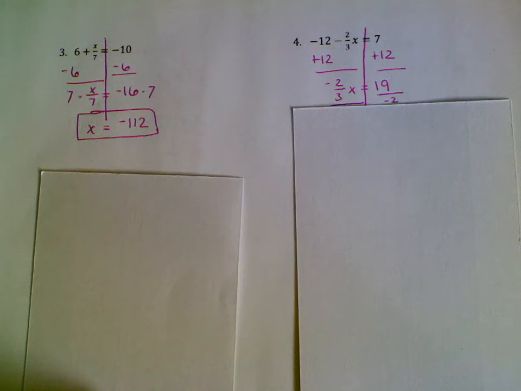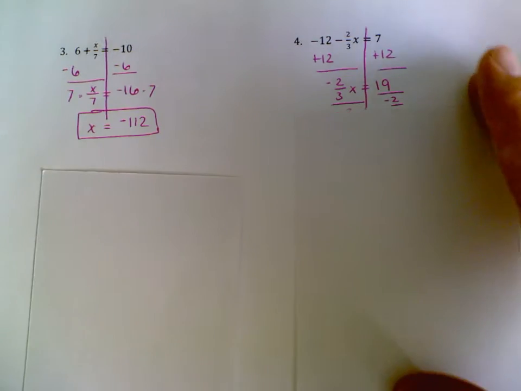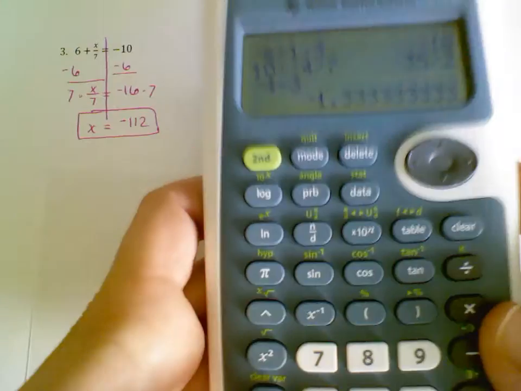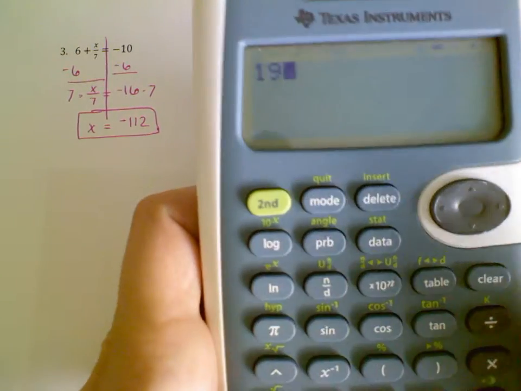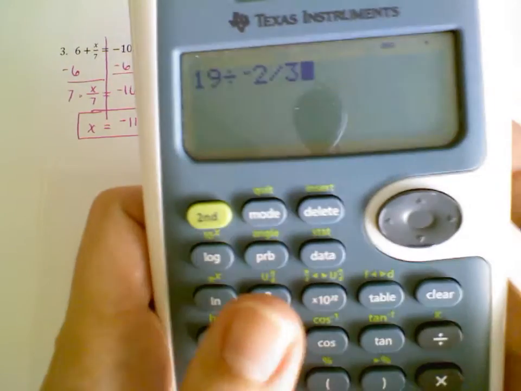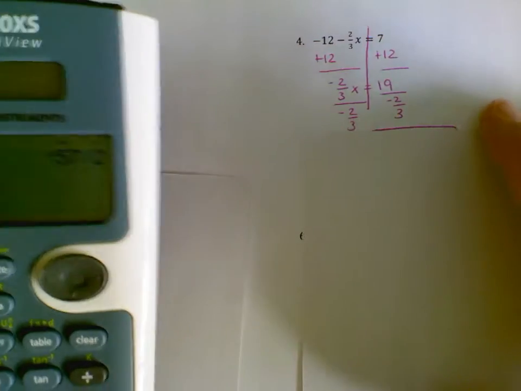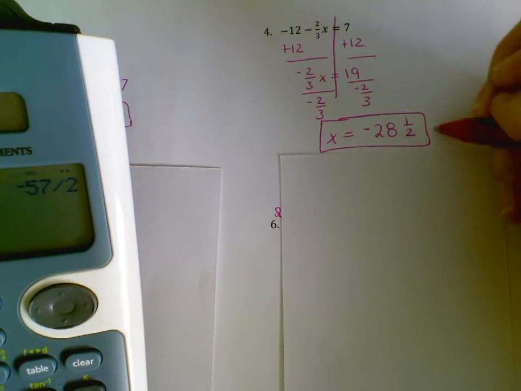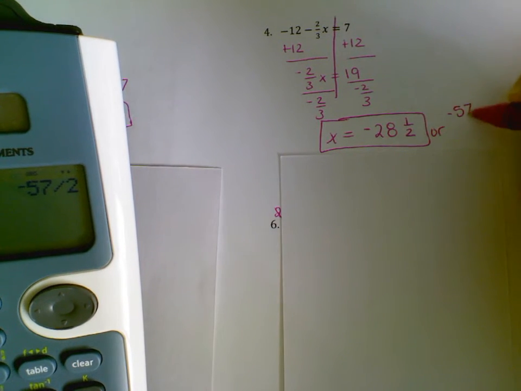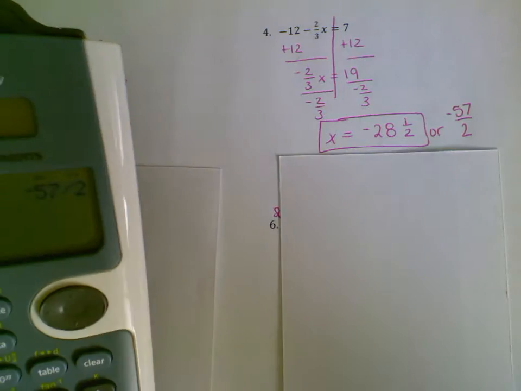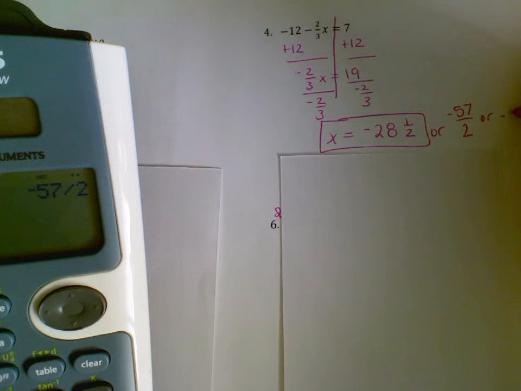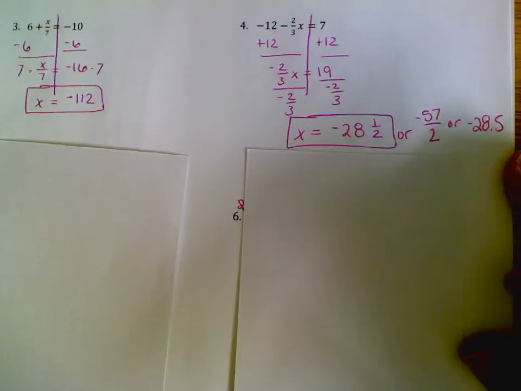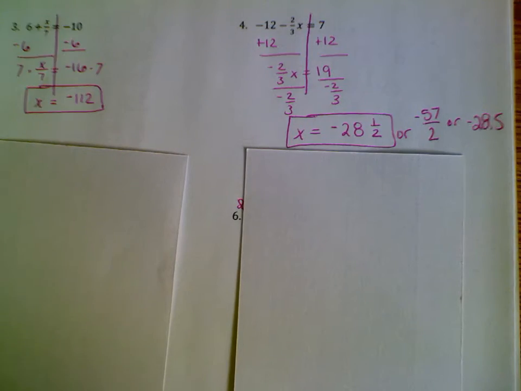Then remember, we've already discussed this. You're just going to go ahead and divide both sides by that 2/3. So on your calculator, you should be typing in 19 divided by -2/3. And then you should end up with another fraction. Now, it might be giving it to you as a mixed number, might be giving it to you as an improper fraction just like that, or it might give it to you as a decimal, which would be -28.5. All of those would be acceptable because those are exact answers.